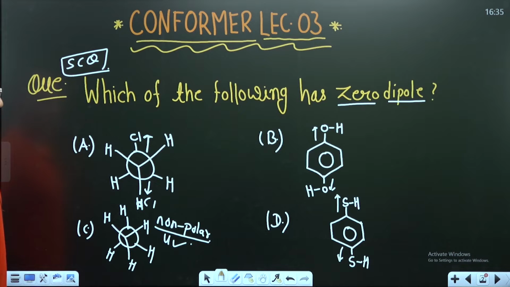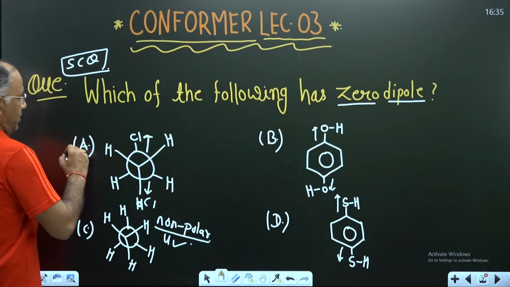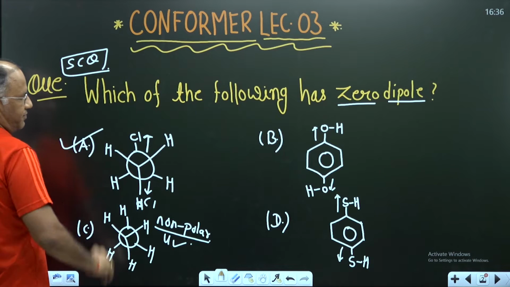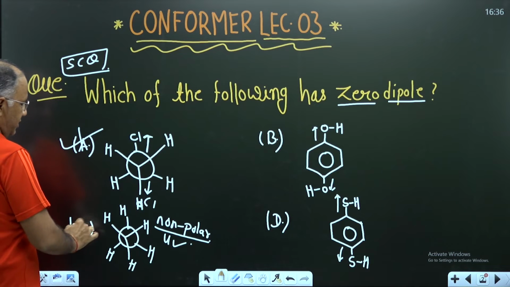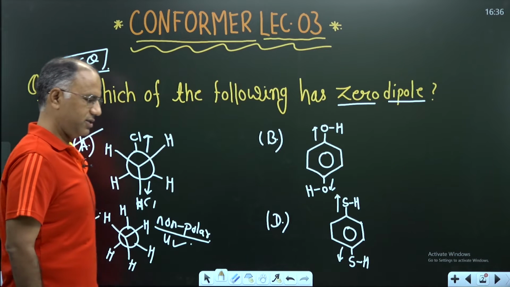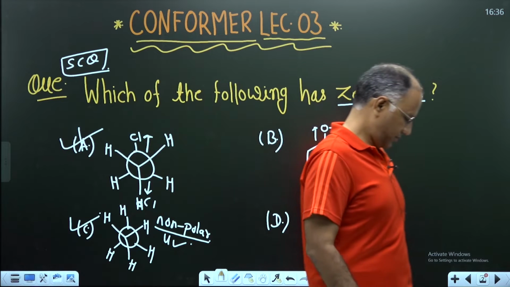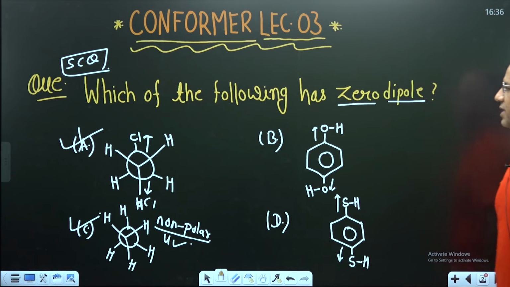So I will tell you what is the correct answer. Then you have to find why. The correct answer is A. No, sorry, not A. The correct answer is C. C is the correct answer. Now why does A have a dipole value, why does B have a dipole value, why does D have a dipole value?